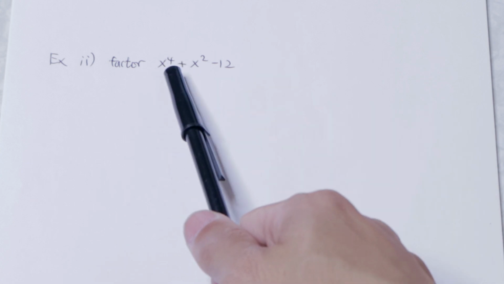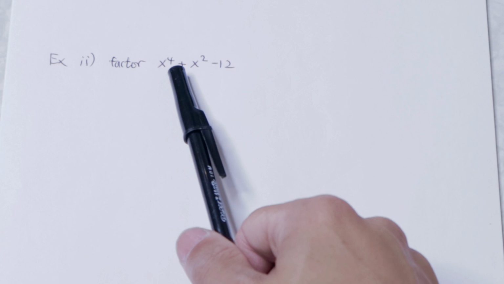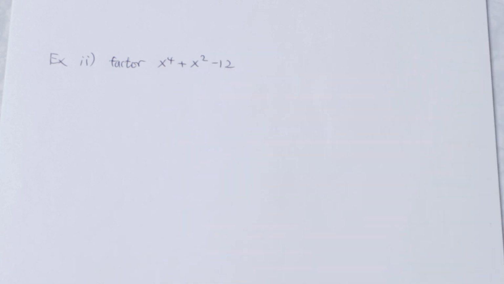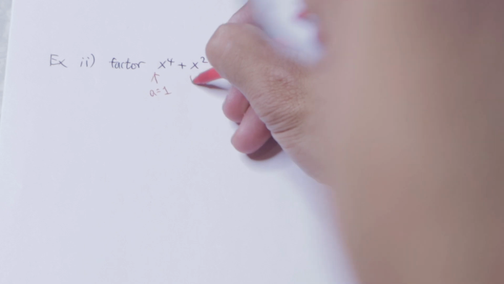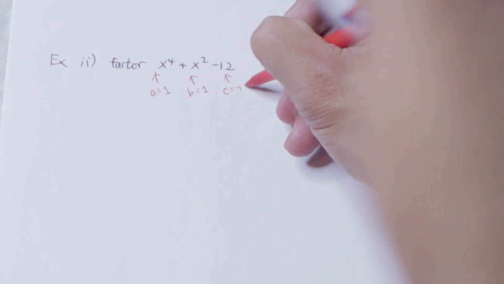This is a quartic, which means 4th power, a quartic trinomial. It's a 4th power with 3 terms. The way that you do it is pretty much the same thing. First, you identify what's a, what's b, and what's c. In this case, a is always 1 in this lesson. Here, b is also 1. And when you get to c, it becomes negative 12.